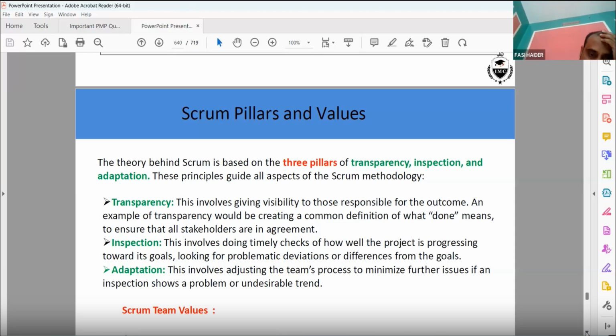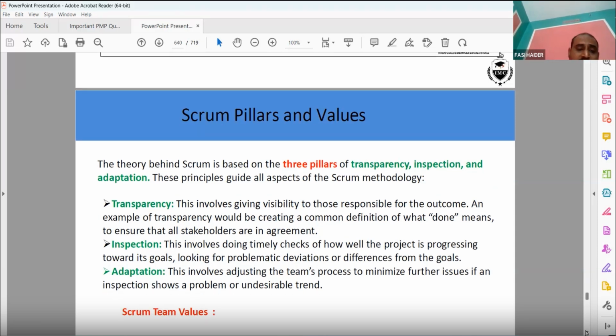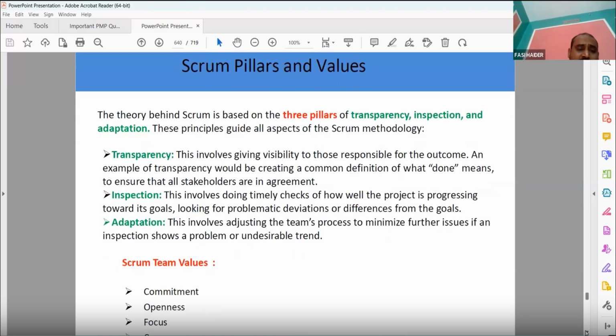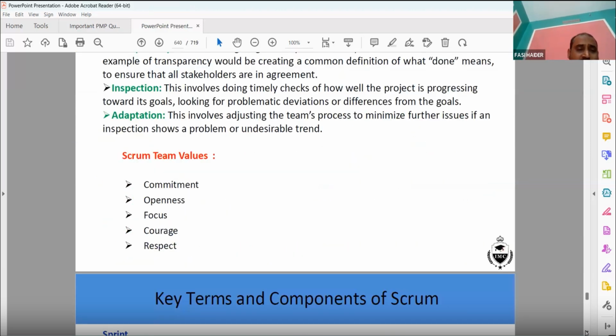Inspection involves doing a timely check of how well the project is progressing towards its goal, looking for problematic deviation or difference from the goal. Adaptation is how you understand and adapt to the changing circumstances. The Scrum team works the same way; it is agile.